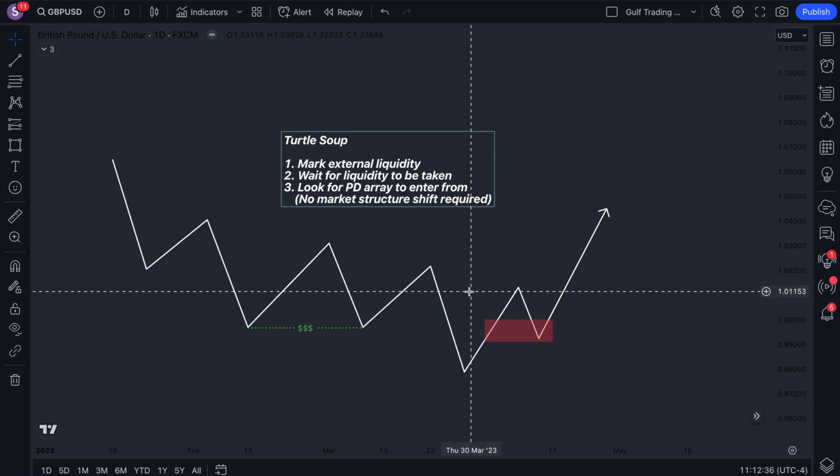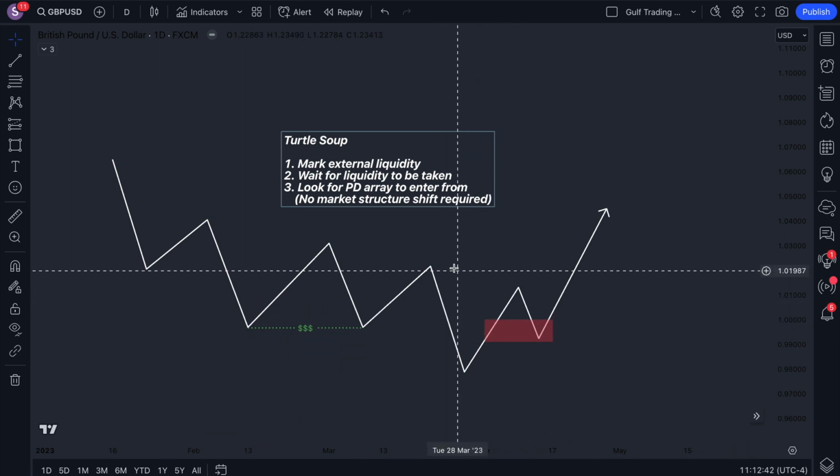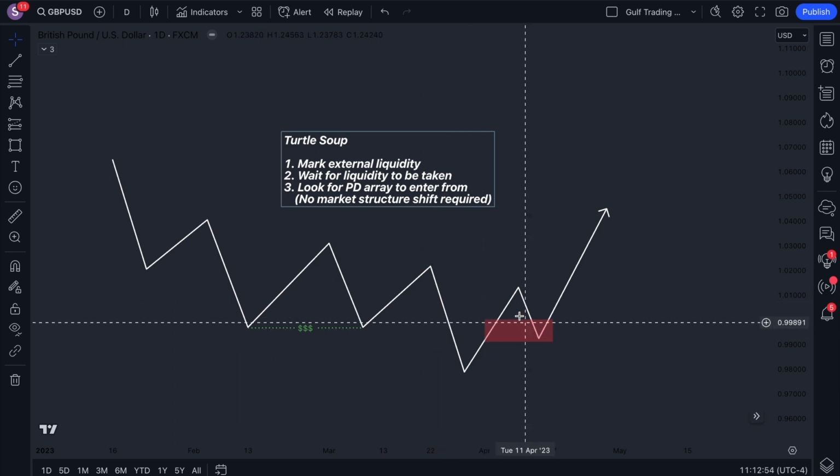ICT doesn't say that you need a market structure shift when trading Turtle Soup. You're just looking for an impulsive liquidity grab and then a PD array. So unlike before, where we could get a change of character and that would confirm to us that it was a liquidity grab, in this case our confirmation is going to come from our discretion and from any PD arrays getting respected.